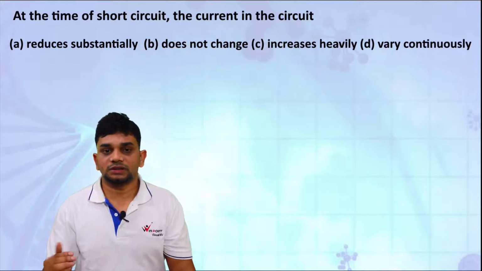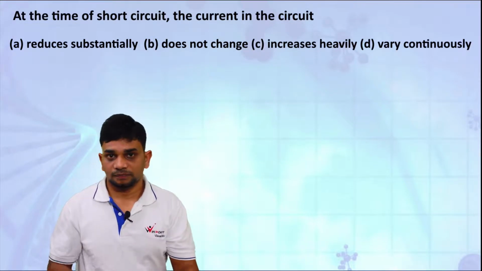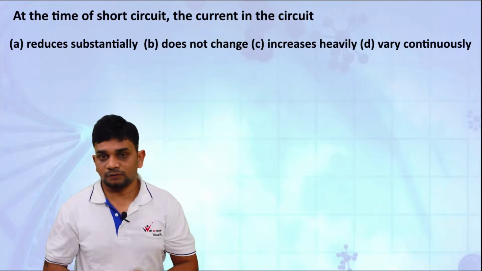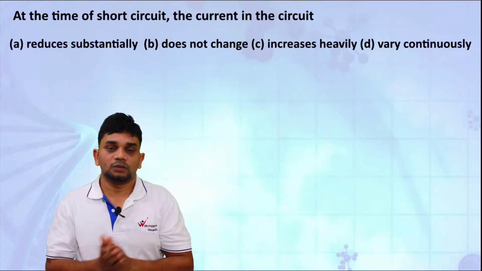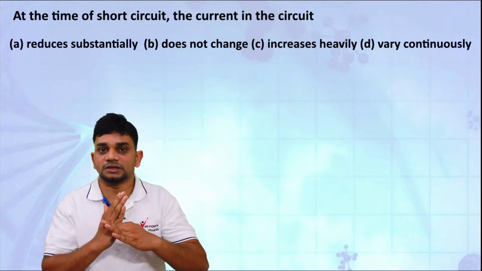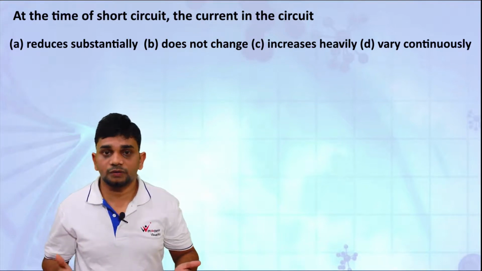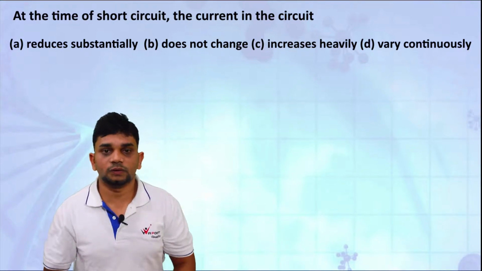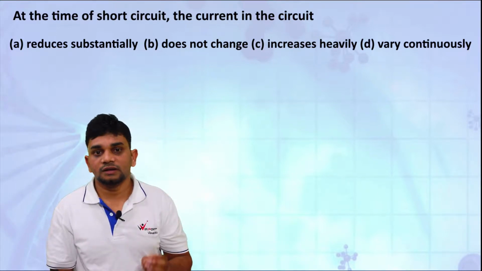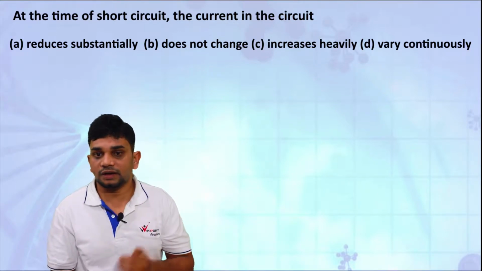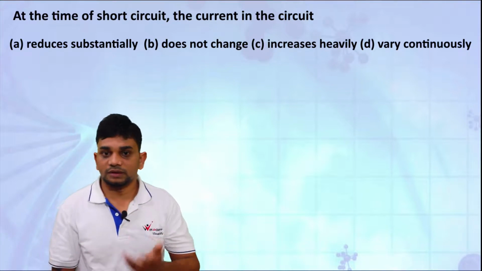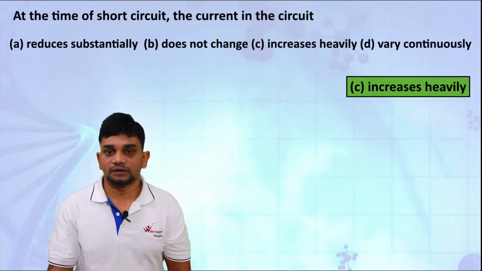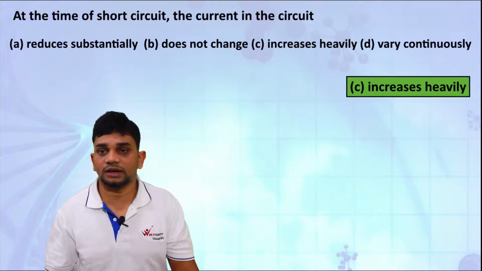At the time of short circuit, the current in the circuit. What is a short circuit? If the neutral wire and the live wire touch each other, there will be a flow of excess current. That is a short circuit. Now we can go for the options. Reduces substantially, does not change, increases heavily, varies continuously. The answer is increases heavily. There will be an increase in the current.